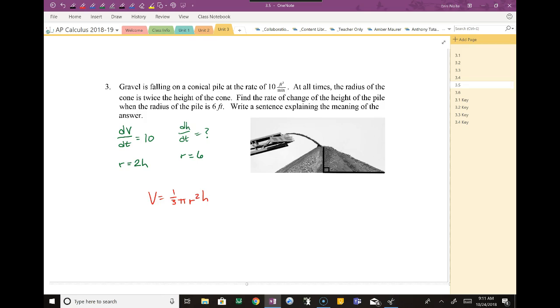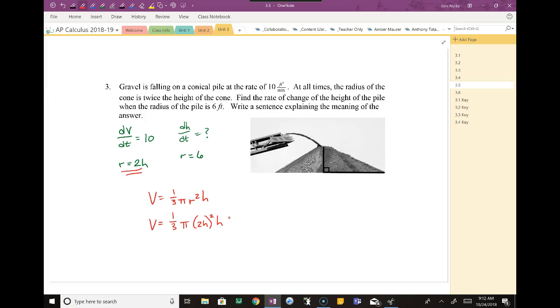How am I going to replace the r value? It says it right here, right? My r is equivalent to 2h, so all I have to do is replace my r with 2h. I know not to use the 6. We don't use that until after we derive.